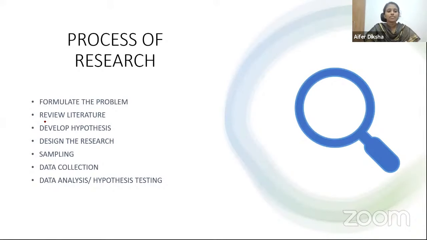Now, coming to the steps or the process of research. Research involves the following steps: the first one is the formulation of the research problem, the second one is the review of literature, then the development of hypothesis, design of the research, sampling, data collection, and data analysis or hypothesis testing. So these are the steps of research. From an examination aspect, the order is very important. So keep in mind, there is nothing to learn by heart. This is a process, and it's important to know the sequential order of these steps. Now we will see each and every step in detail.